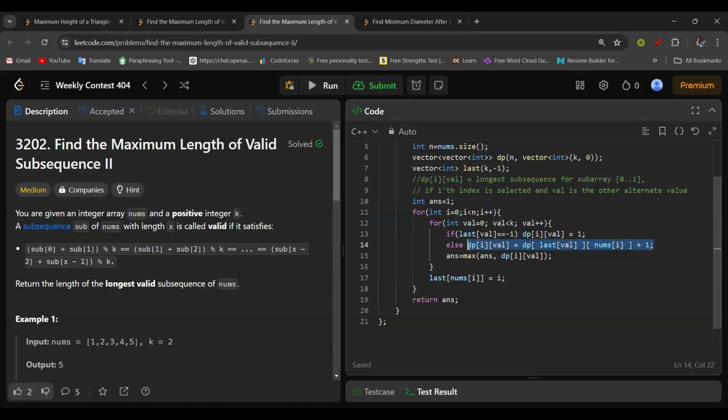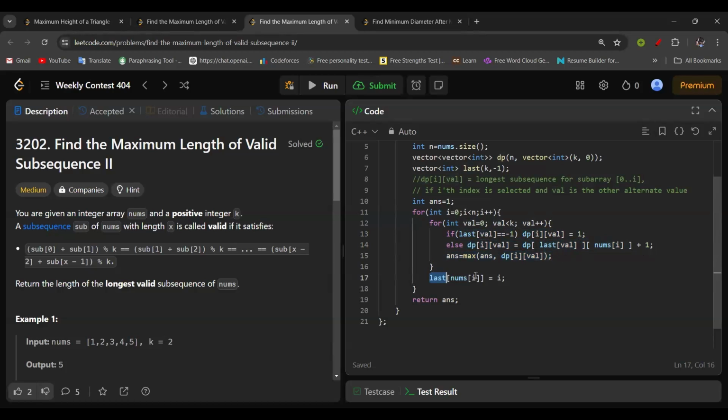And when would we write this transition? When this last val is not minus 1. If this last val is minus 1, we will simply write dp[i][val] is 1. Okay, so if this is minus 1, we will write 1, else we will write the whole transition. And okay, let's ignore this thing for a moment.